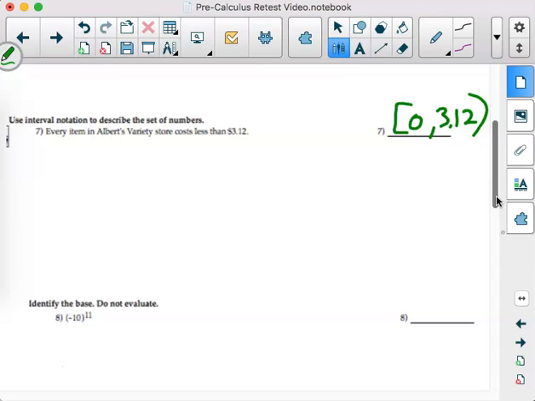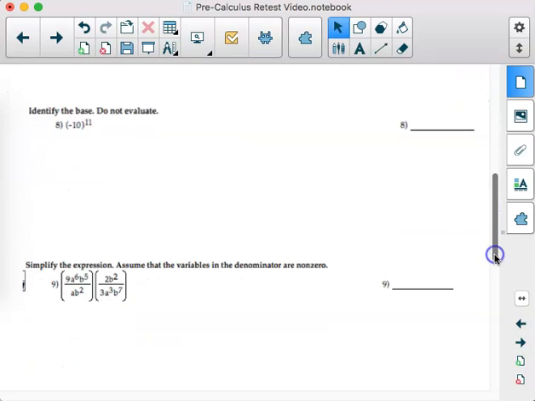So that was using the interval notation to describe the set of real numbers. Number 8 is just, do you know the vocabulary? And the base is the number that's being raised to the power. So that's -10. You don't do anything more with that. Identify the base, do not evaluate.